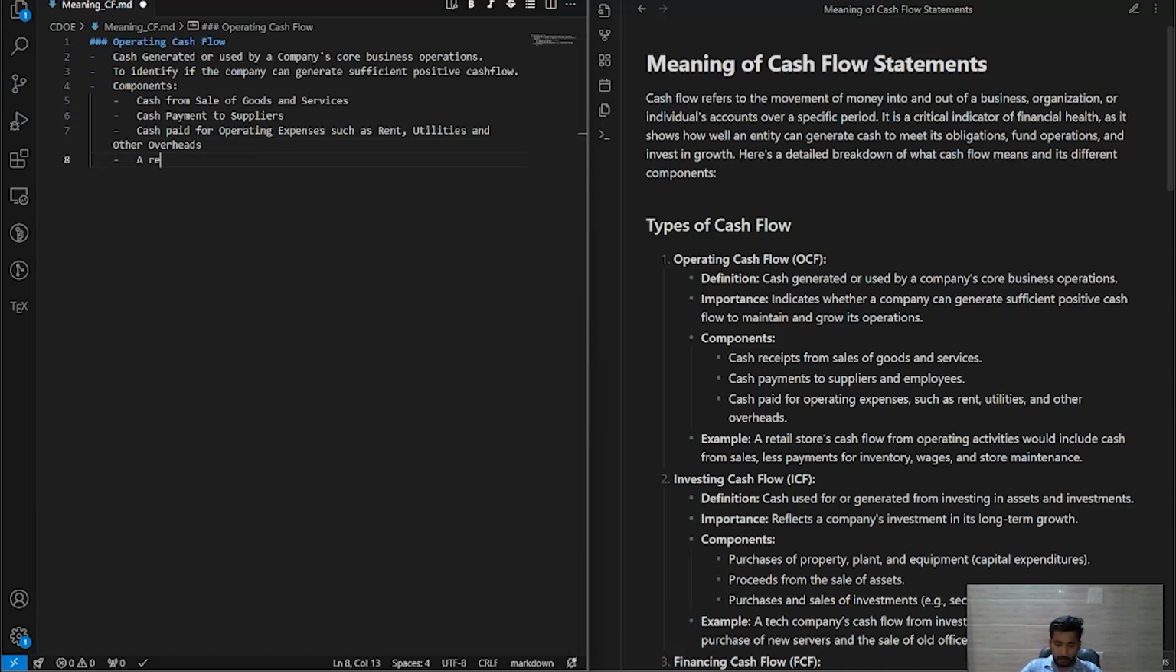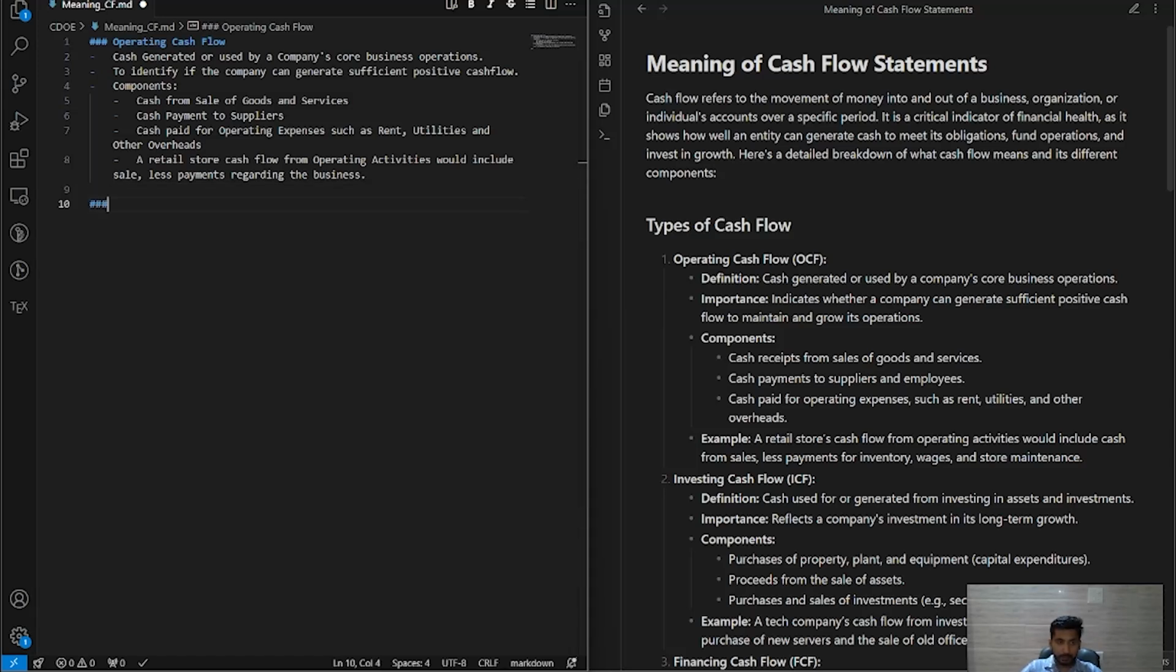For example, a retail store's cash flow on operating activities would include sale payments regarding the business. So this is it.